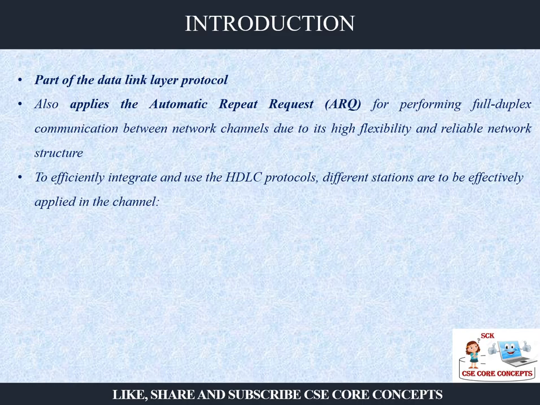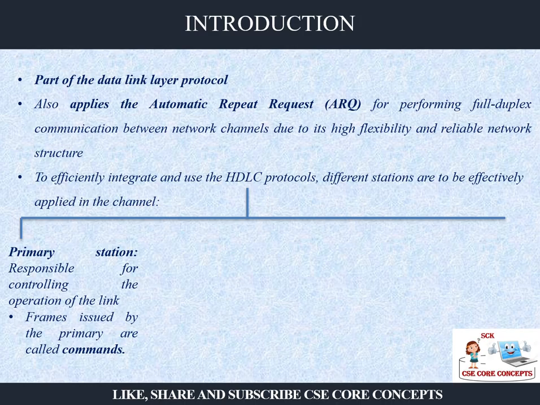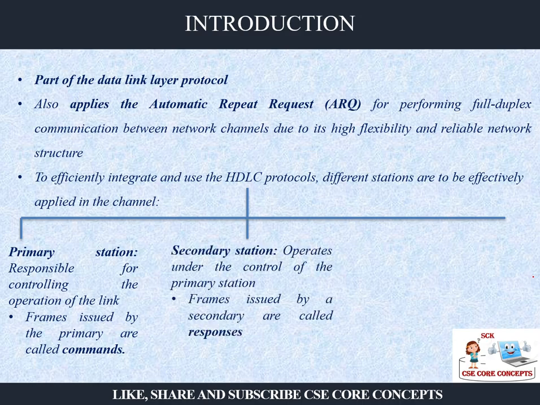So basically, to efficiently integrate and use this protocol, we categorize the stations into three parts. The first type of station is called a primary station. Primary stations are those which are responsible for controlling the operation. So if a station is identified as a primary station, then the frames issued by these stations are understood as commands. That is, they are giving some sort of command.